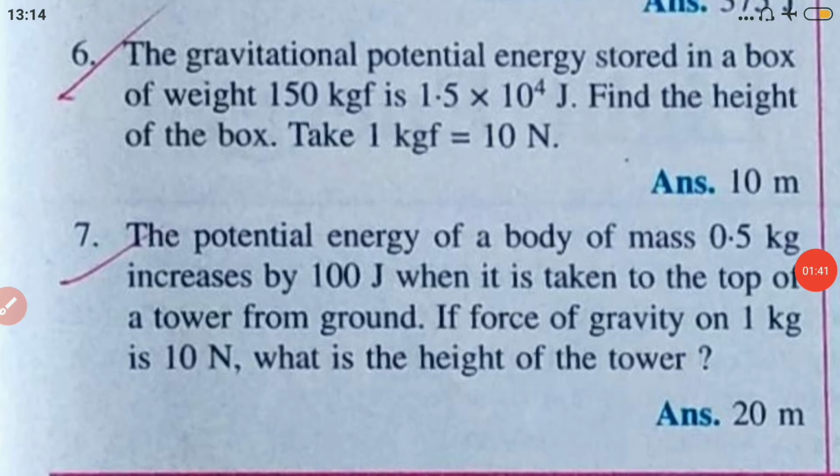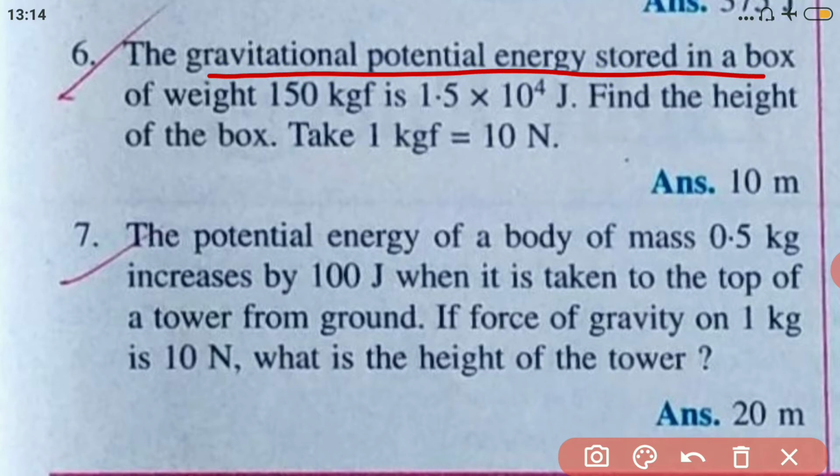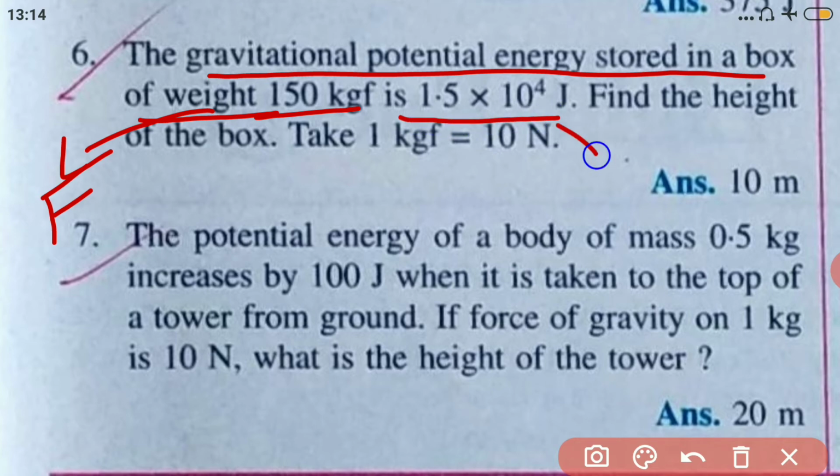Coming to question 6, the things given to us are the gravitational potential energy stored in a box of weight 150 kg. So weight is given to us, that is force is given to us, which is 150 kg, is 1.5 into 10 to the power 4 joule. So this is my potential energy U given to us. Find the height of the box. So you're supposed to find the height. So height is question mark.